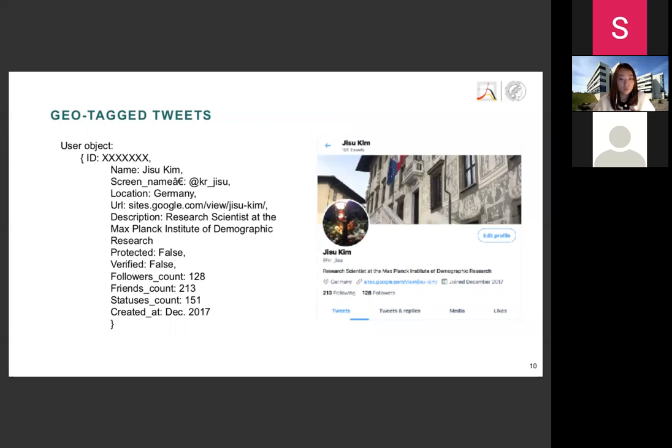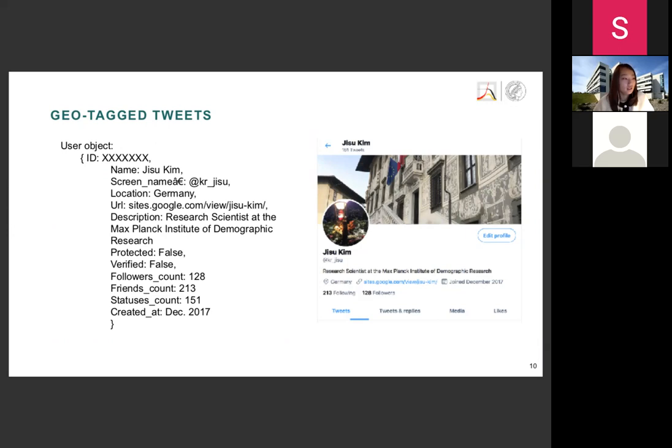From Twitter, there are several elements that can be used when studying migration. Starting with the profile information, we know that we have information on name, location, description of the person, also the basic features on Twitter, including number of followers, friends, tweets, and when the account was created. Most of this information, including the location and description, is filled in by the users themselves.